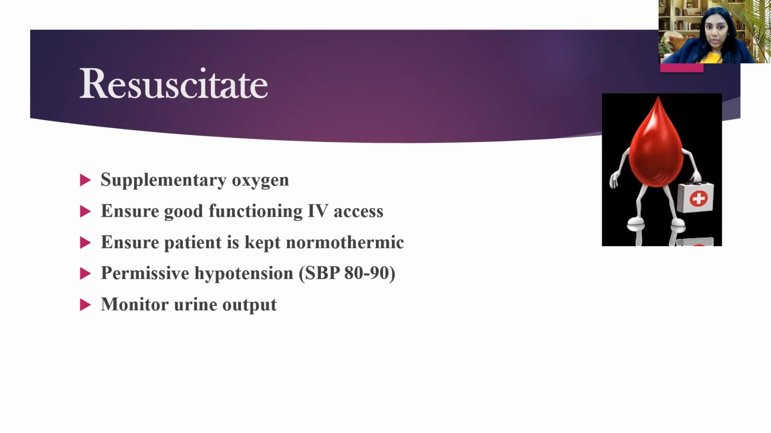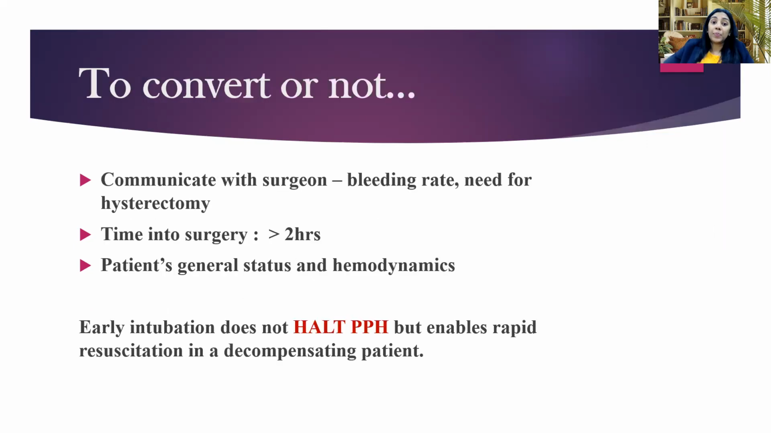Ensure that the patient is kept normothermic, because once the patient starts bleeding, you want to get your clotting factors activated to speed up the process of clotting. For that, the liver has to be at a normal temperature, so make sure that the patient is kept normothermic. Permissive hypotension, defined as a systolic BP of 80 to 90, helps in reduction of blood loss, but make sure that it's only for 1 hour and does not exceed 1 hour. You also have to start monitoring your urine output.